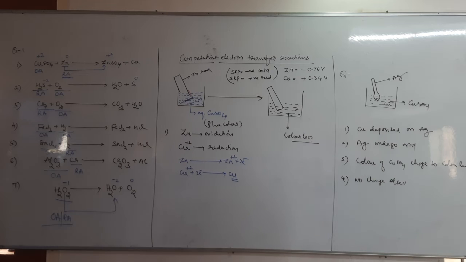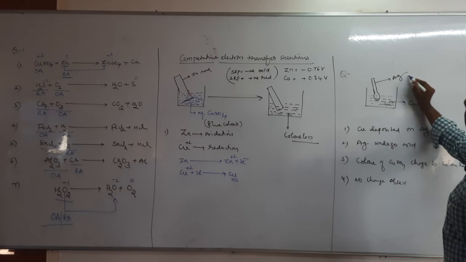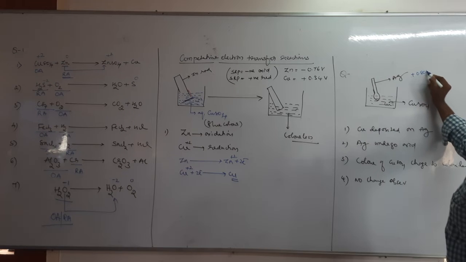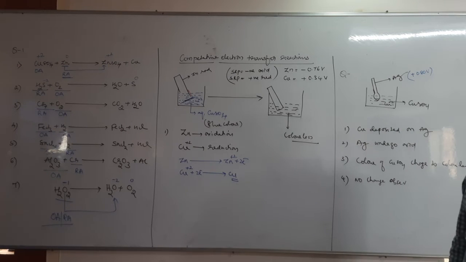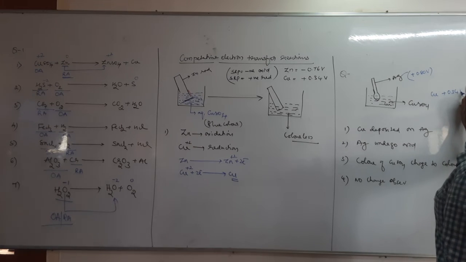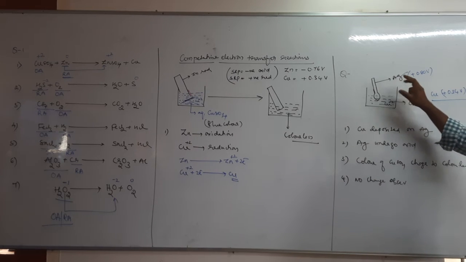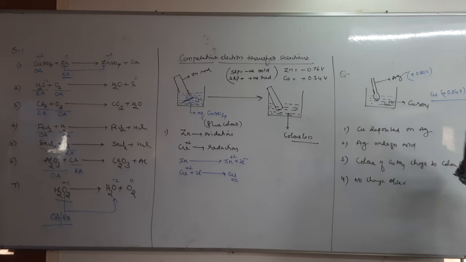To understand this, again you need to remember SRP values. The SRP value of silver is approximately plus 0.80 volt, and the copper SRP value we have already seen is plus 0.34 volt. Both have positive SRP. When both have positive SRP, the metal whose positive SRP is more undergoes reduction. That means Ag should undergo reduction, and Cu should undergo oxidation.